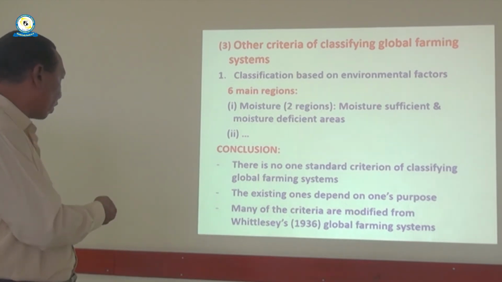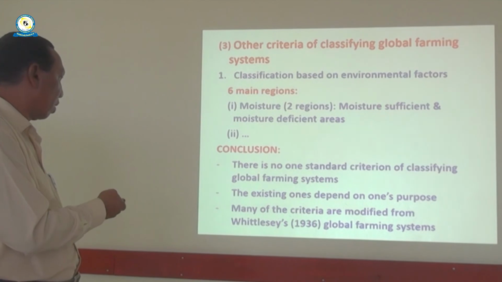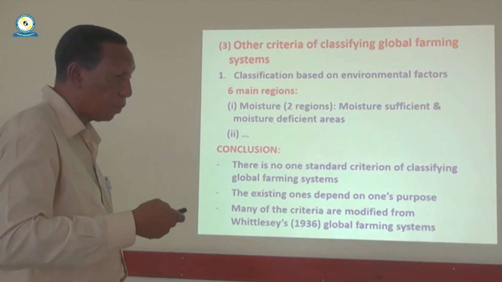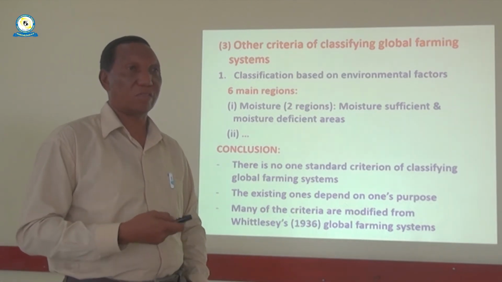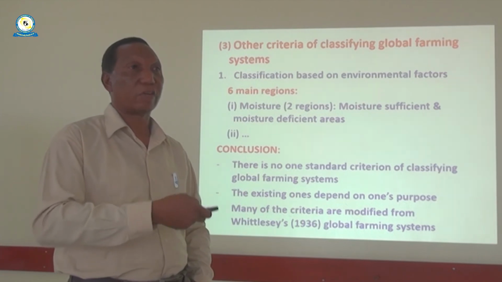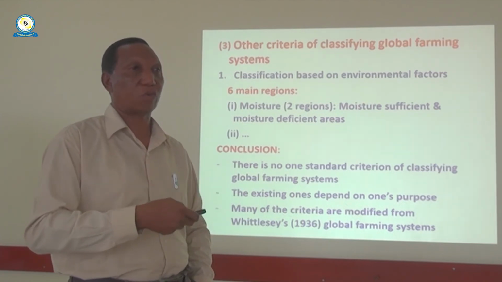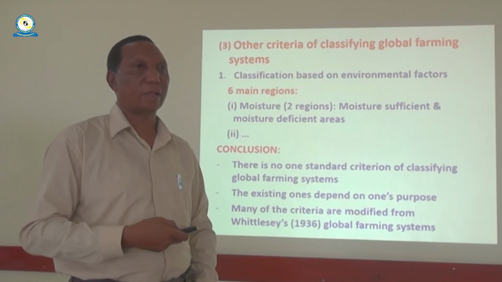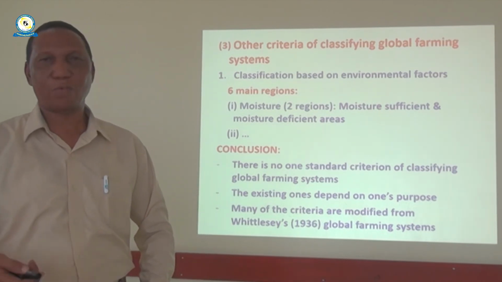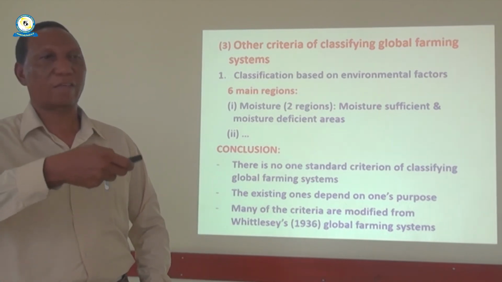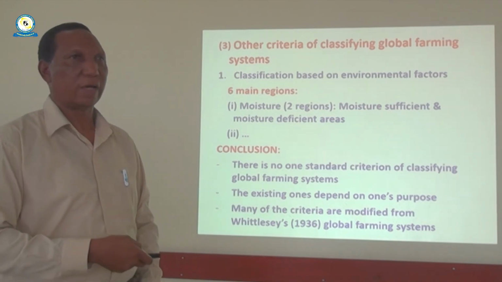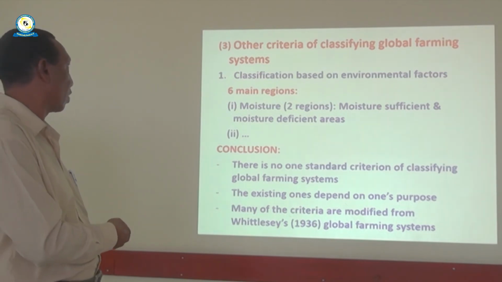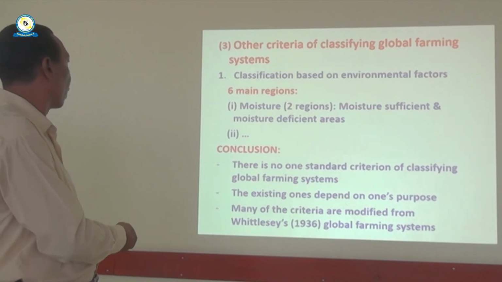But also, many of the criteria are modified from Whittlesey's global farming system, in the belief that knowledge is incremental, knowledge is not static. So we keep on increasing knowledge upon the previous scholars. So Grigg took the world to a certain level, and maybe another new Grigg will come from you, or you are the one, maybe you can take us a further step. But so far, the status of this classification ends here.